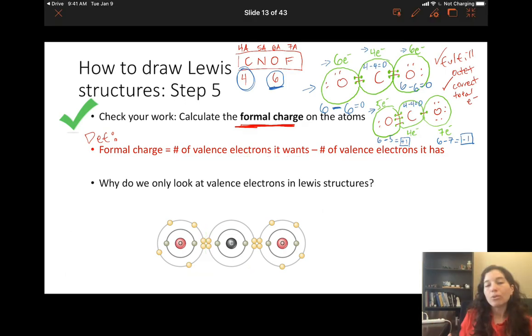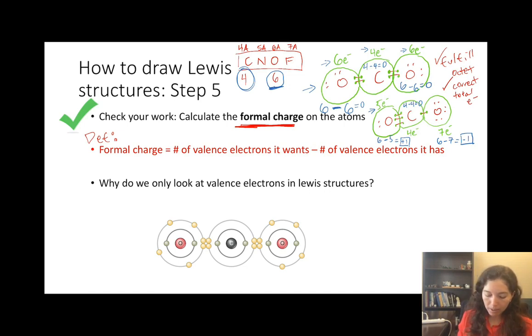So you might be wondering, why do we only look at the valence electrons in the Lewis structures when we're trying to determine formal charge? This is important because valence electrons are the ones in the outer shells. Remember, that's the definition of a valence electron. So carbon and oxygen have more than 6 and 4 electrons. They have these inner electrons here. These are also electrons here. But they don't participate in bonding.